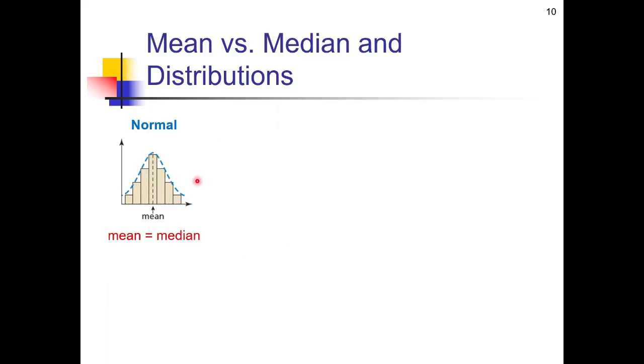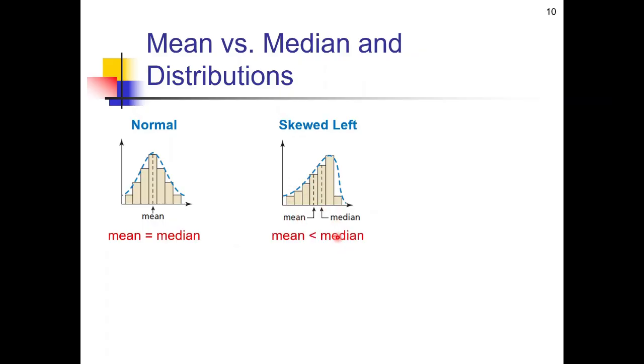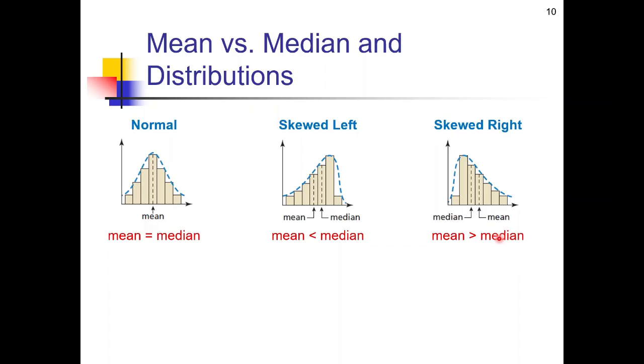Now, this isn't the only type of distribution out there. There are a few other ones where the mean and the median don't equal each other. For example, in a skewed left distribution, like this one here, the mean is actually less than the median. And in a skewed right distribution, like this one shown here, the mean is greater than the median. So this whole left versus right thing is basically where the mean is with respect to the median.